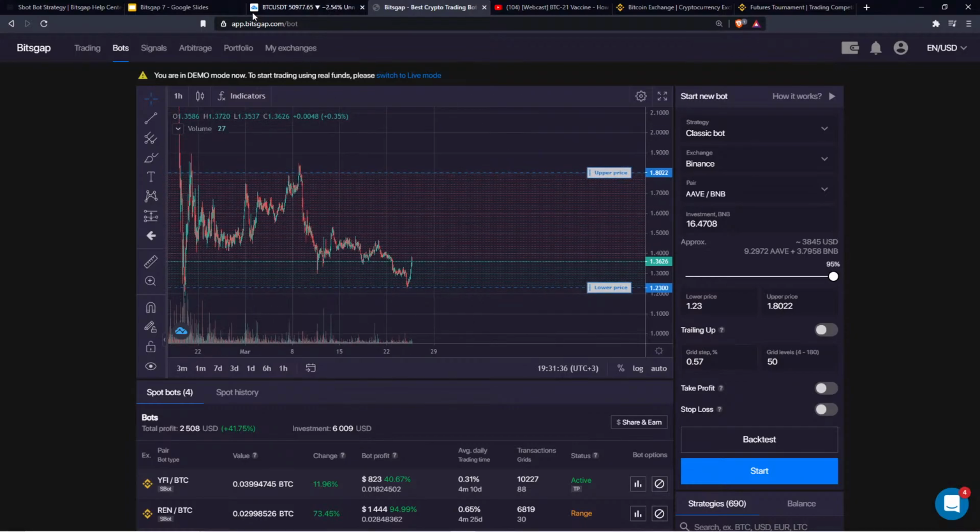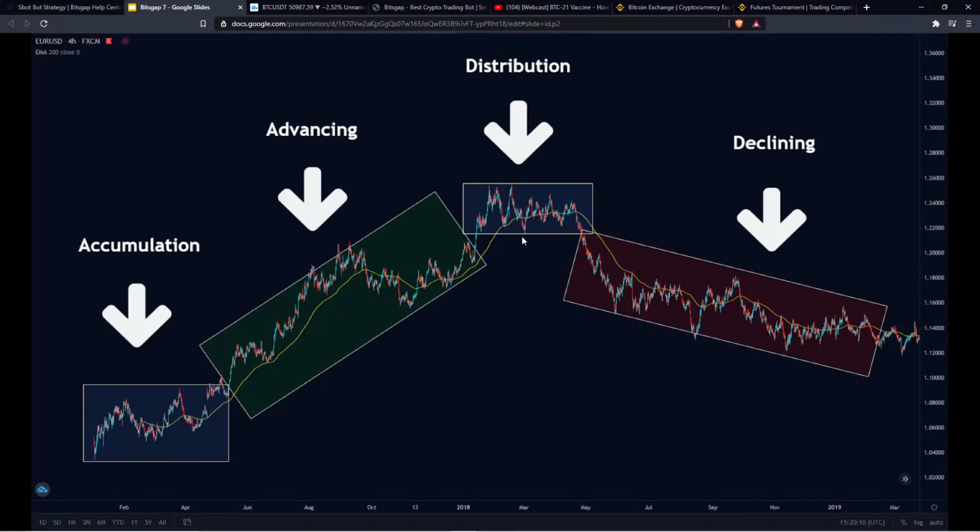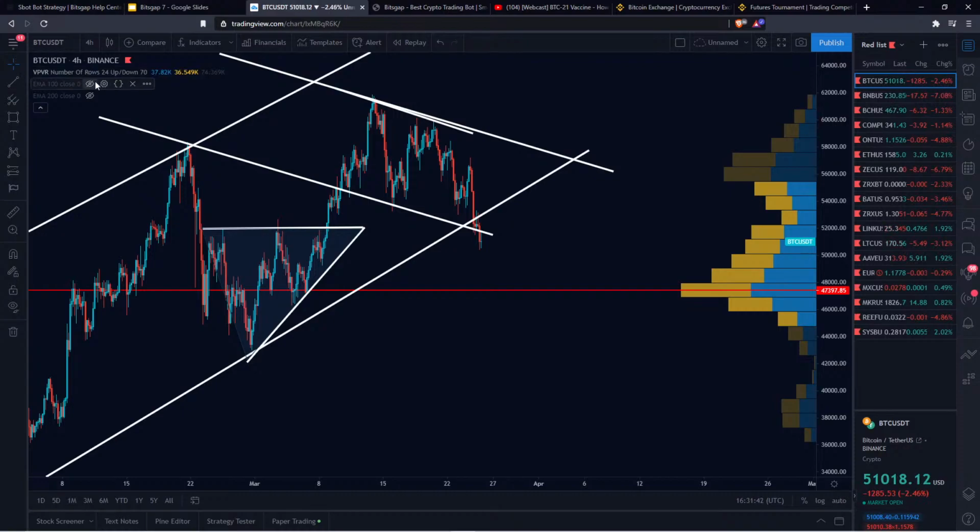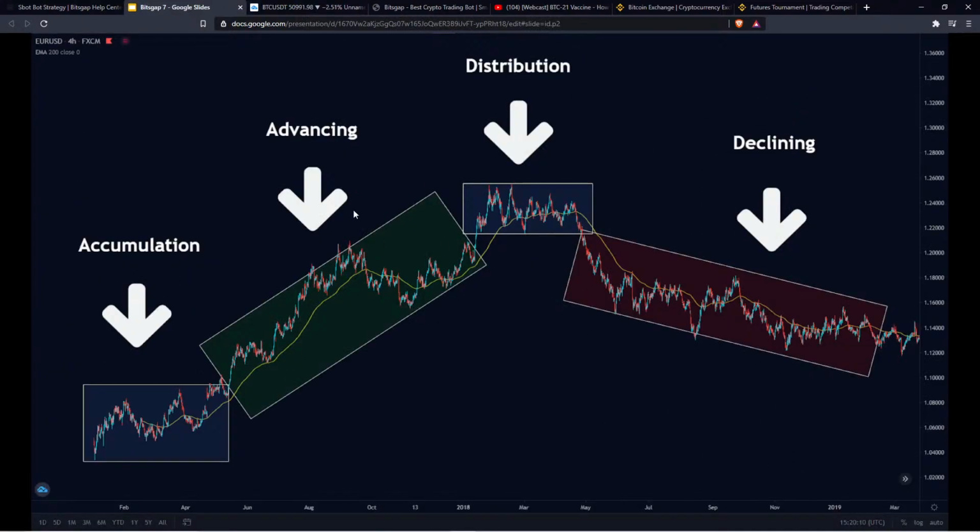So once you identify the market phase, and you can identify it using some technical analysis tools like the moving average that I have here. You can also use the volume profile, which is something that I think we will discuss a bit today as a bonus, but that's not the primary agenda for today. So once you identify the market phase, it's time to set the bot.